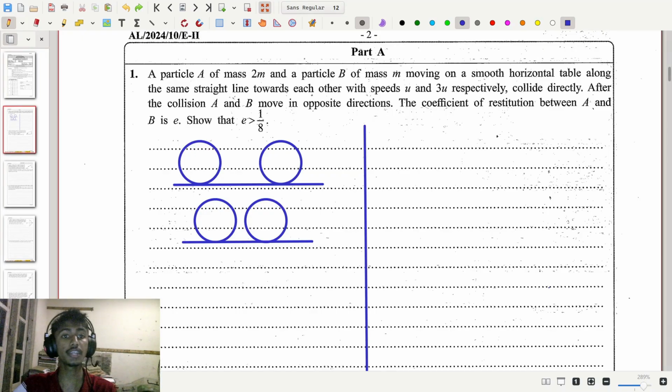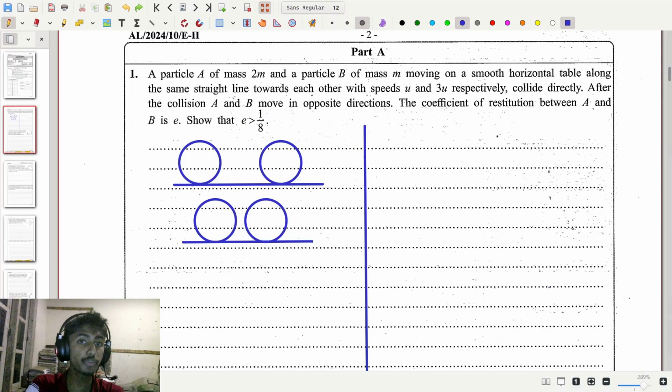The question says, a particle A of mass 2m and a particle B of mass m moving on a smooth horizontal table along the same straight line towards each other with speeds of u and 3u respectively collide directly. After the collision, A and B are said to move in opposite directions. The coefficient of restitution between A and B is given as E. Now with this information, we are asked to show that the value of E is greater than 1 over 8.